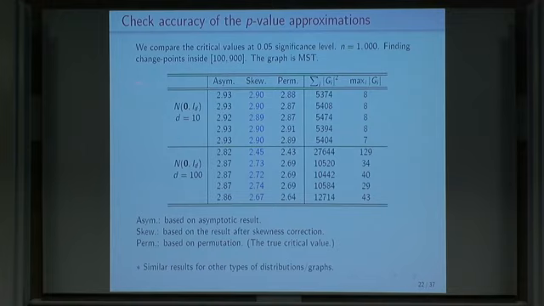And I've checked the results for other types of distributions. So here is Gaussian; I checked other types of distributions such as exponential, and here the graph is a minimum spanning tree. I also checked other types of graphs, and in all the cases the approximation after skewness correction works quite well. So it's pretty safe to use this approximation for calculating the p-value.